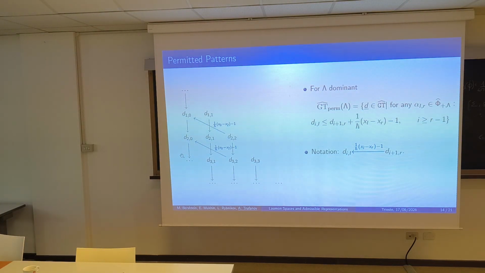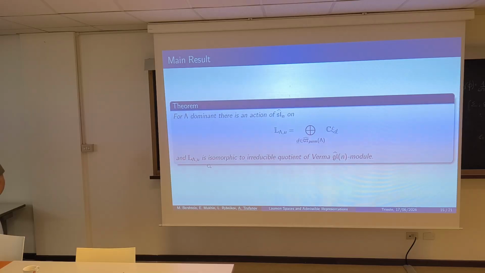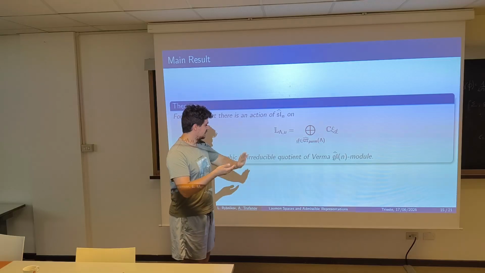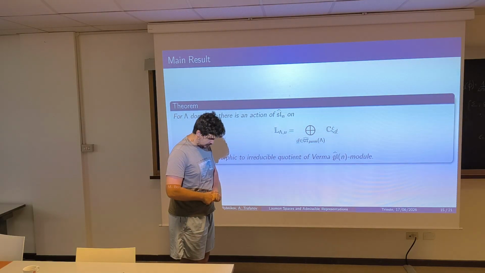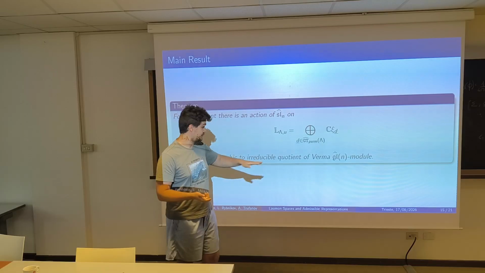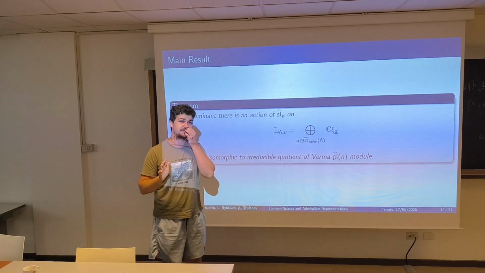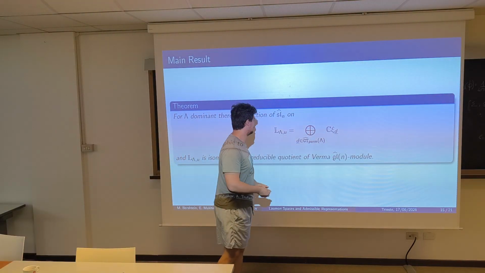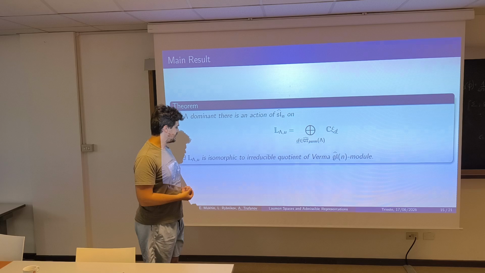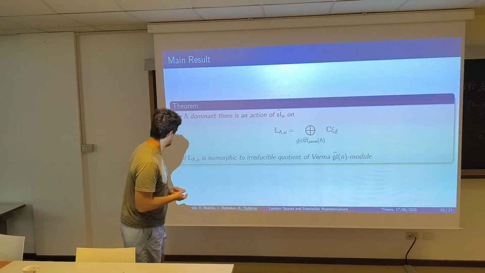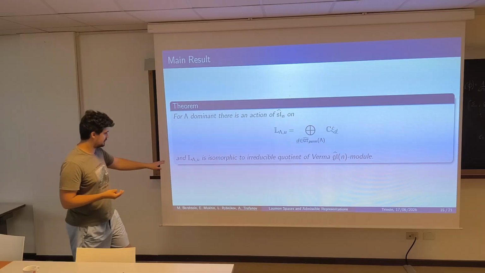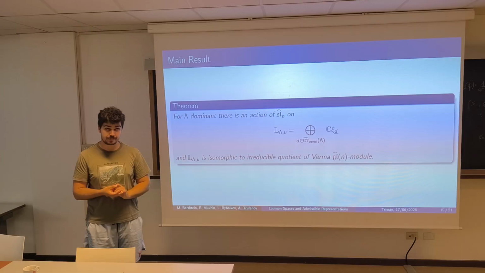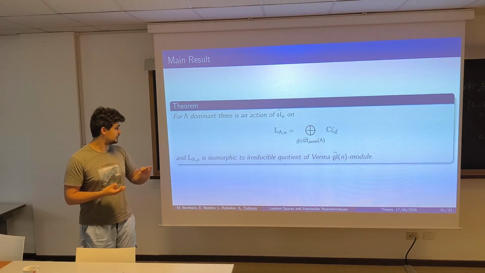Now I guess we are ready for the main theorem. If we consider the linear span of all Gelfand-Tsetlin patterns satisfying these inequalities, which I call permitted patterns for lambda, then they form a basis, so they form a representation of sl_N hat. Moreover, this representation is isomorphic to the irreducible quotient of the Verma module for g hat. So this is the main theorem.